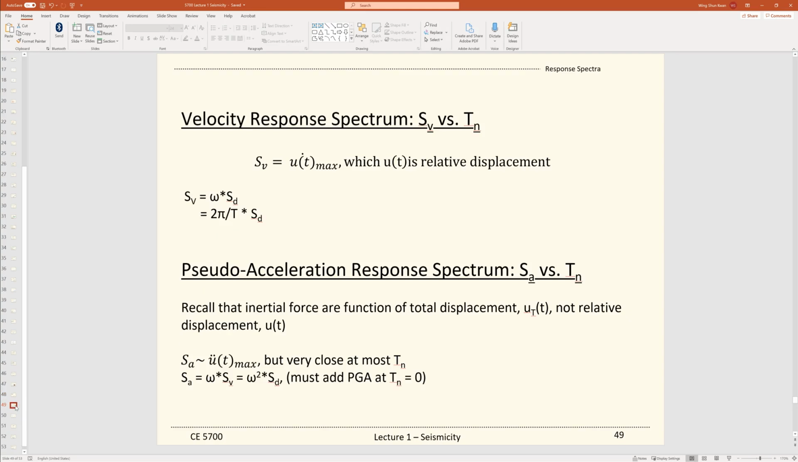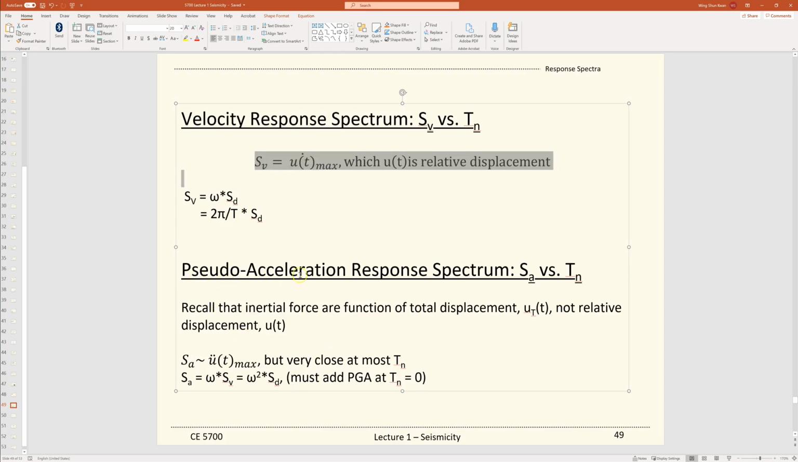So the velocity response spectrum can be expressed by these equations. Now we take the maximum point. Pretty much we take the maximum point to be the velocity spectrum. And velocity can be a means for us to get to the accelerations.